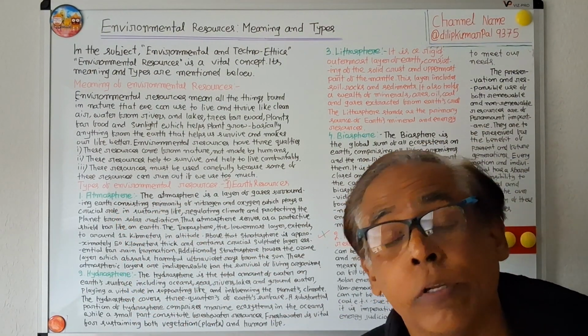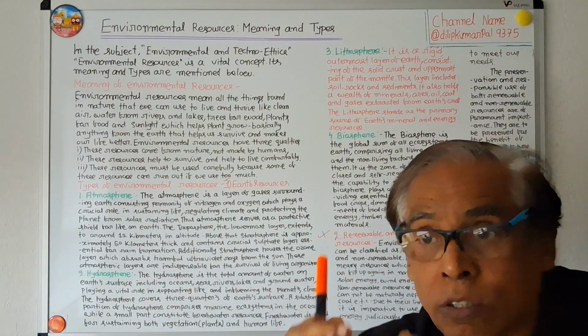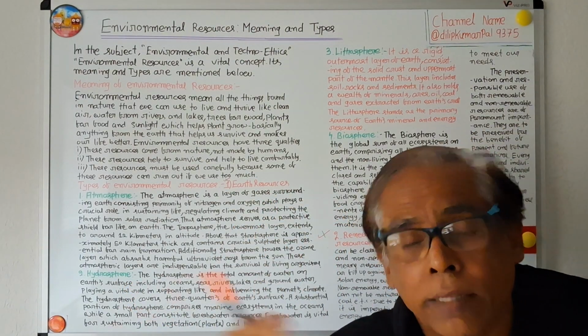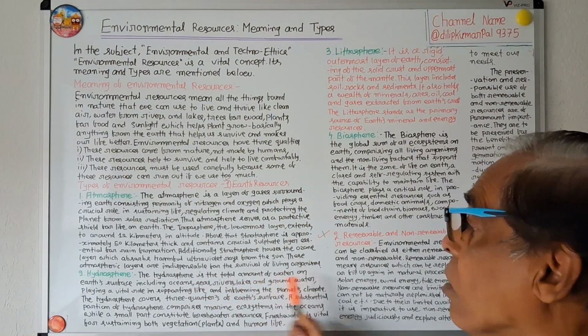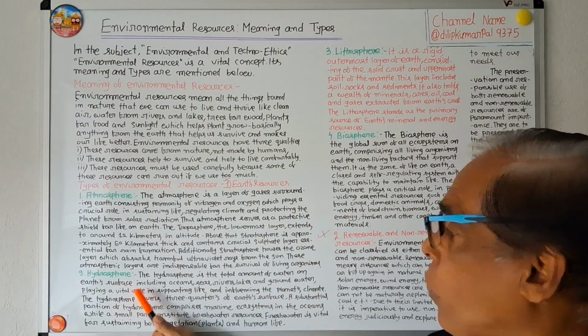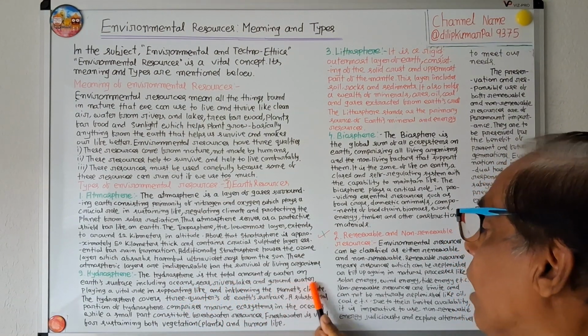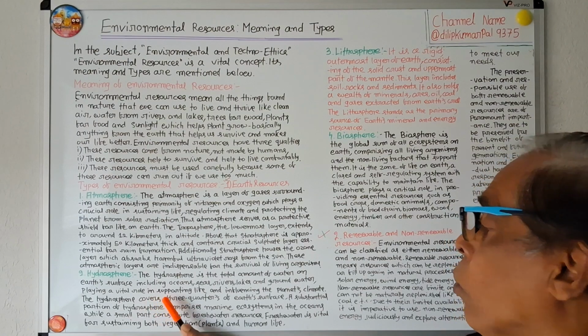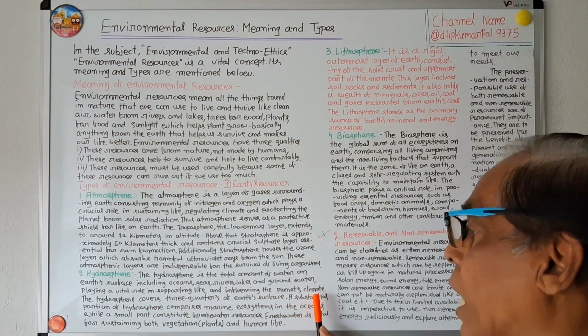The second category of earth resource is hydrosphere. Hydrosphere means the total quantity of water in the earth. Hydrosphere is the total amount of water on earth's surface, including oceans, seas, rivers, lakes and groundwater, playing a vital role in supporting life and influencing the planet's climate.